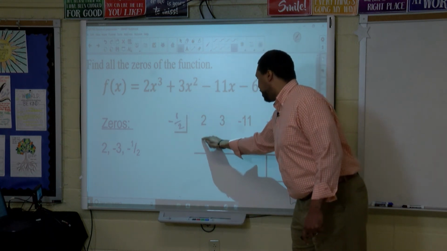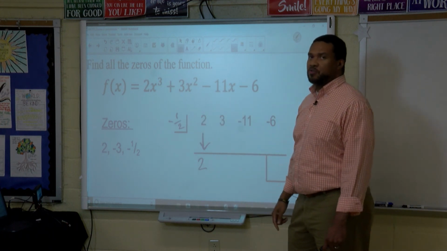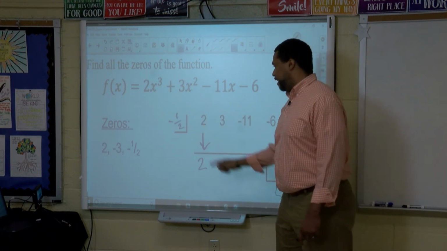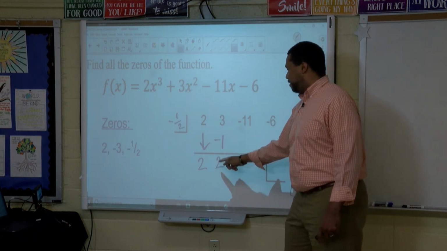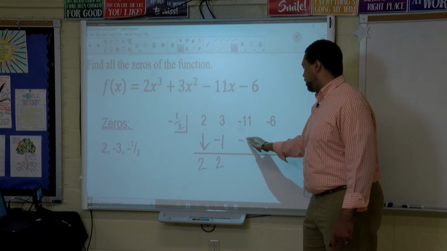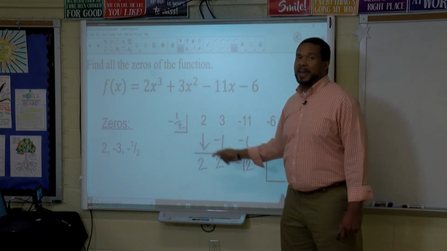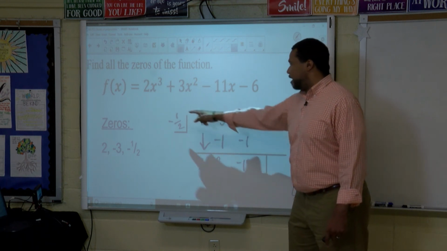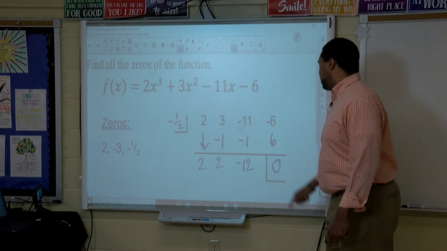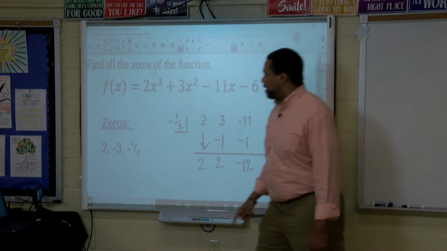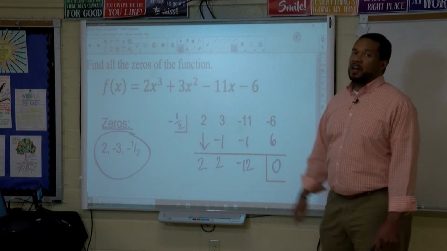So negative 1/2. Bring down that first 2. 2 times negative 1/2. Half of 2 is 1. And it's negative, of course. Add. We'll get 2 again. Half of 2 is 1, and it's negative. That's negative 12. Half of 12 is 6. A negative times a negative is a positive. So this is 6, and therefore this remainder is 0. So these are my zeros for this polynomial function.